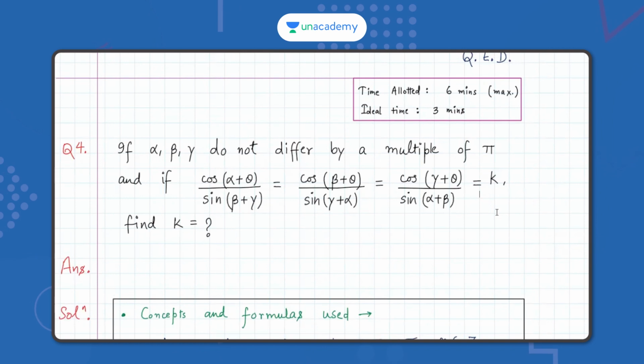So today we have a very interesting question from the house of trigonometry, in which we are being given that if alpha, beta, gamma do not differ by a multiple of pi, and if the following expressions are all equal to k, then we have to find what is the value of k.